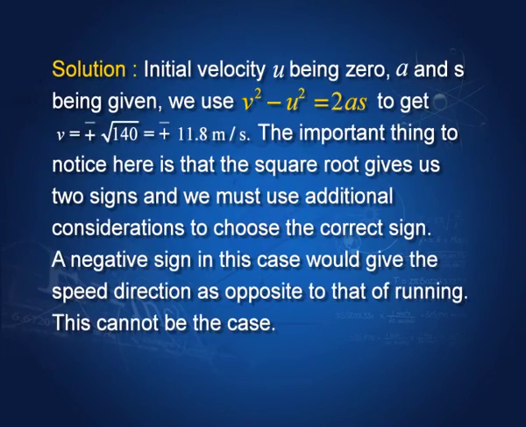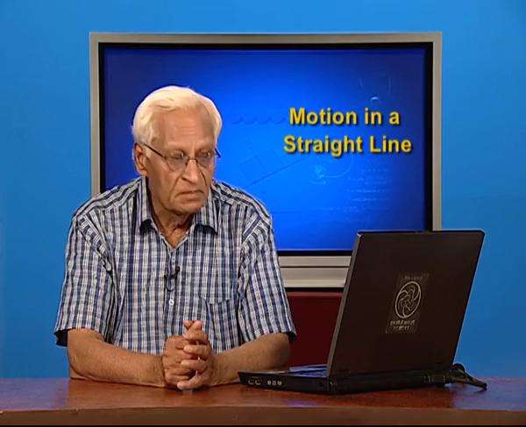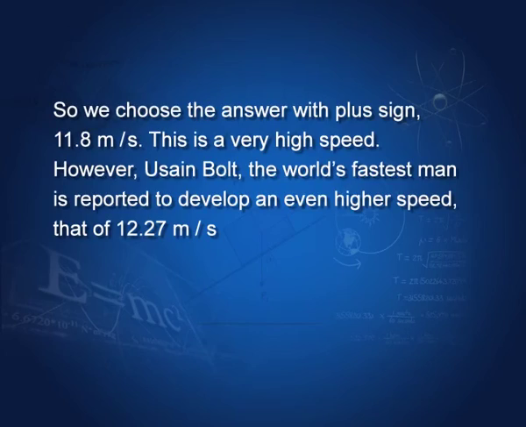In such a situation, we must apply extra consideration to choose the correct sign. The negative sign in this case is obviously incorrect, because the speed is positive. Therefore, we can reject the negative sign, and we get the result that the speed acquired by the athlete is 11.8 meters per second. This appears very high, but remember that the world's fastest man, Usain Bolt, is reported to develop an even higher speed, that of 12.27 meters per second.